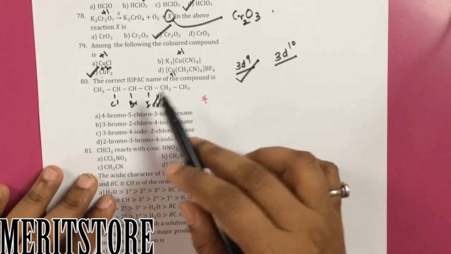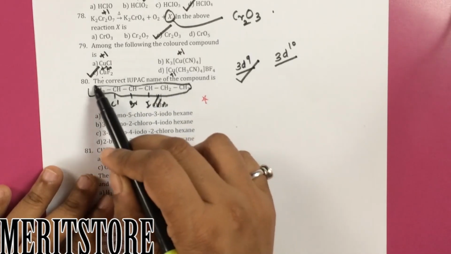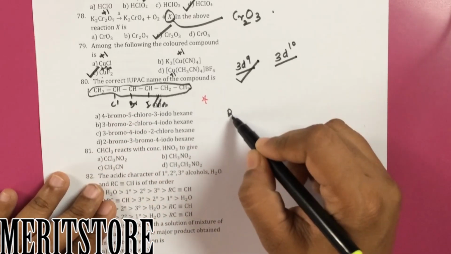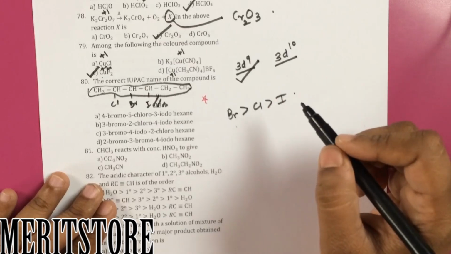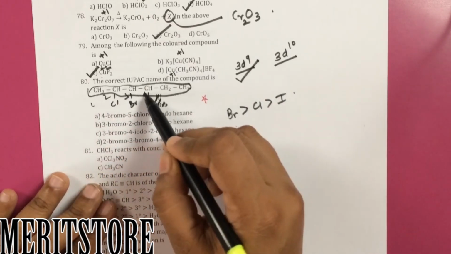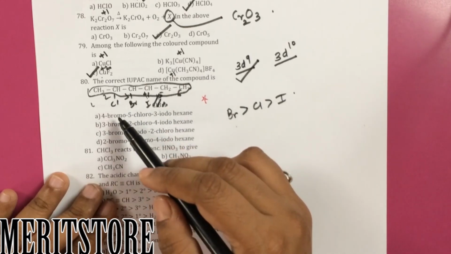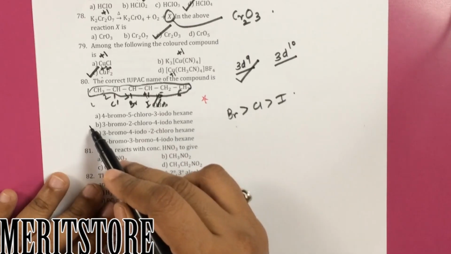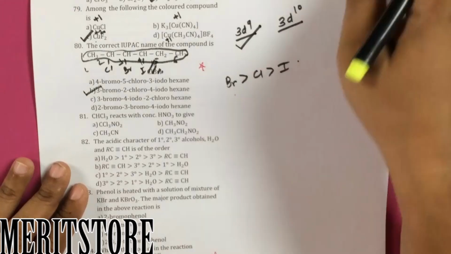Question number 80. The correct IUPAC name of the following compound is. Here, this is the long chain. We have 3 halogens over here, chlorine, bromine and iodine. In the sequencing order, bromine is higher, then chlorine and then iodine. Therefore, the numbering will take place from left to right. So 1, 2, 3, 4, 5, 6. So this is 3-bromo, 2-chloro, 4-iodo hexane. Hence option B.